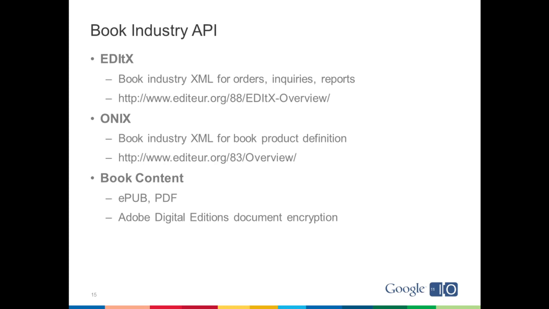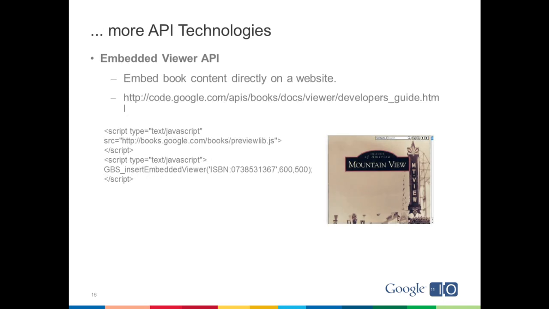And we mentioned the industry standard API, so we have the EditX feed and the Onyx feed. EditX is for inquiries and orders, and the Onyx feed is for, again, product metadata information. And then book content. We talked about the EPUB and PDF, and it is using the Adobe Digital Editions document encryption. And more.